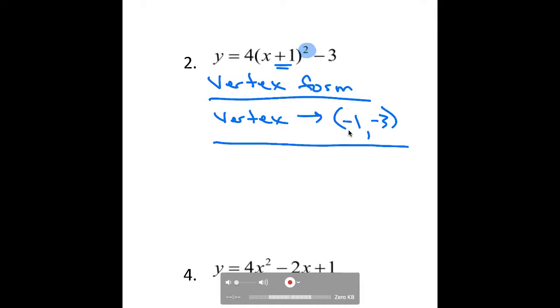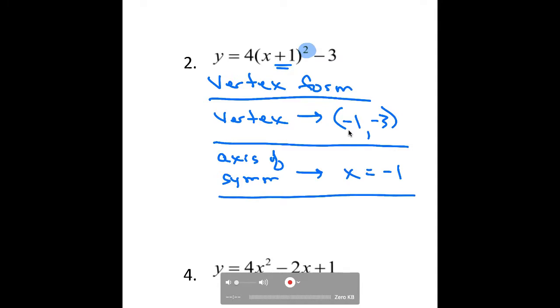What else can we identify? Yes. That would be at x equals -1. And last but not least, A is equal to 4, which means this is going to open up and it's going to be narrower.